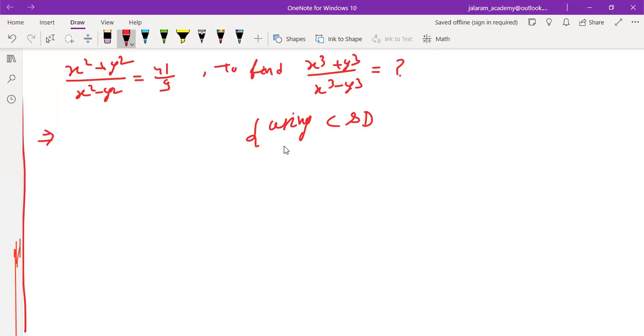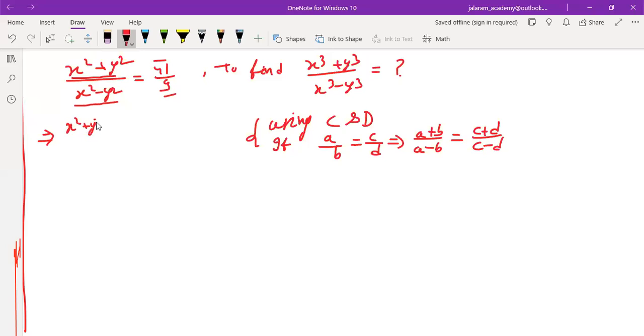Using componendo and dividendo, that is, if a by b equals c by d, it implies a plus b upon a minus b equals c plus d upon c minus d. So the value of a is x square plus y square, the value of b is x square minus y square, the value of c is 41 and the value of d is 9. So a plus b over a minus b equals c plus d over c minus d.